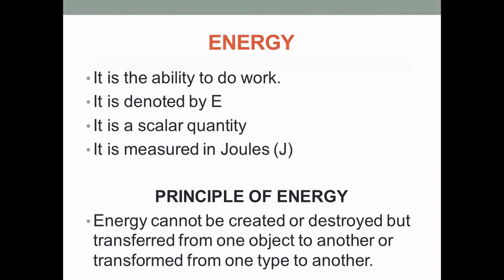Energy is the ability to do work. You know that definition from the primary level. It is denoted by E and it is a scalar quantity. Energy is measured in joules. Then we have the principle of energy: energy cannot be created or destroyed, but transferred from one object to another, or transformed from one type to another type.